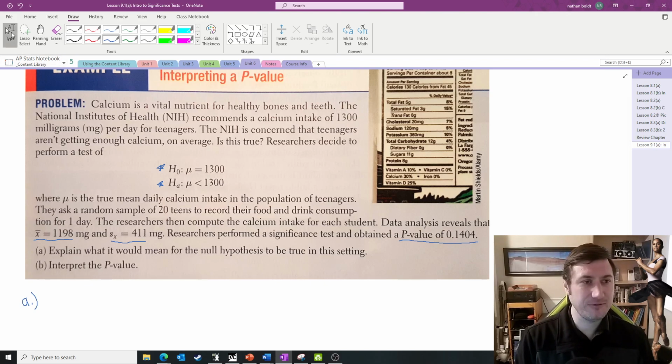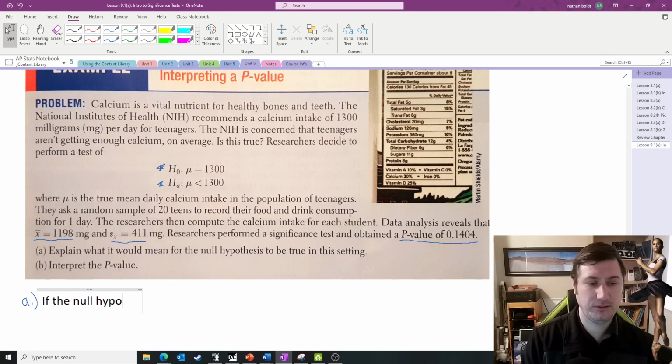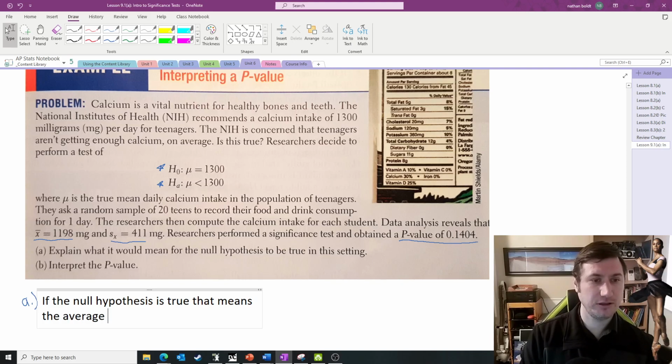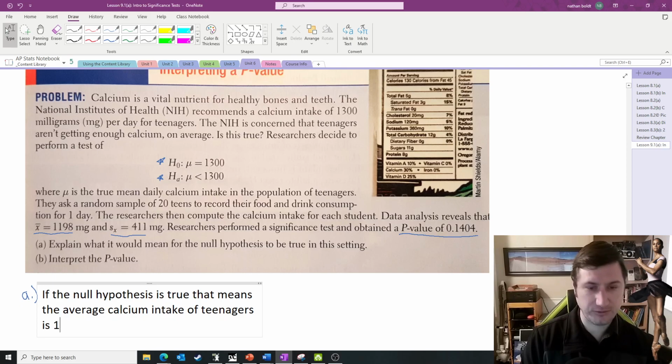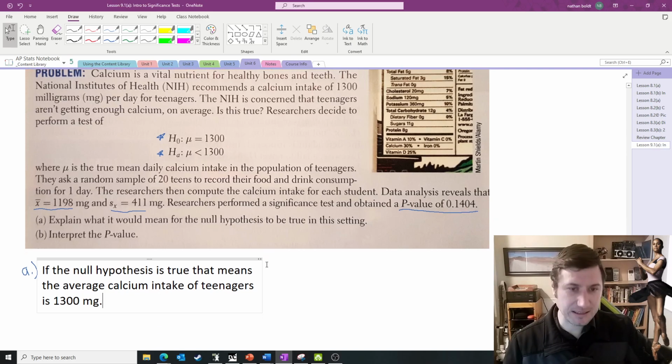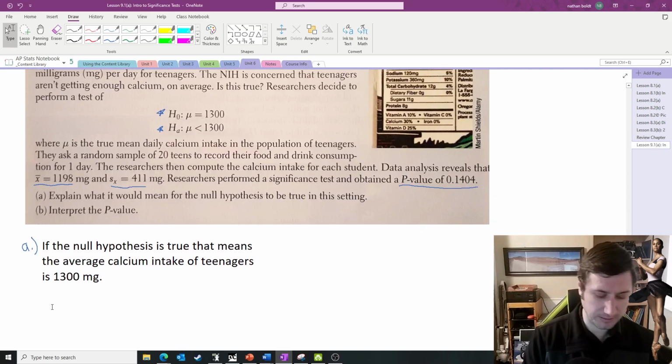What would it mean if the null hypothesis were true? So if the null hypothesis is true, now the null, remember that's H0, that means the mean is actually 1,300. The average calcium intake of teenagers is 1,300 milligrams. Yes, milligrams. If the null is true, then the mean is actually 1,300.